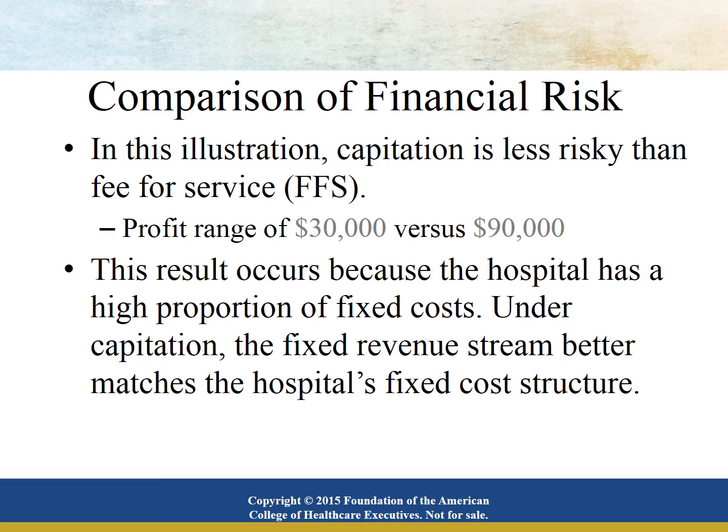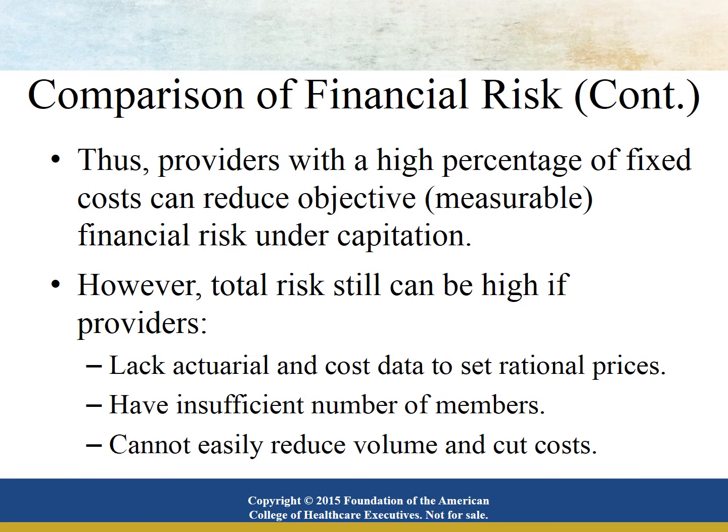If the hospital has a high proportion of fixed cost, the fixed revenue stream better matches the fixed cost structure. Think about that. If you've got a high fixed cost, the fact that you've got a steady revenue stream coming in and you know that fixed cost is covered, you're in better shape. Because if your volume drops, you don't have to worry about it. You actually benefit. If you've got a high percentage of fixed cost, you can reduce the measurable financial risk under capitation.